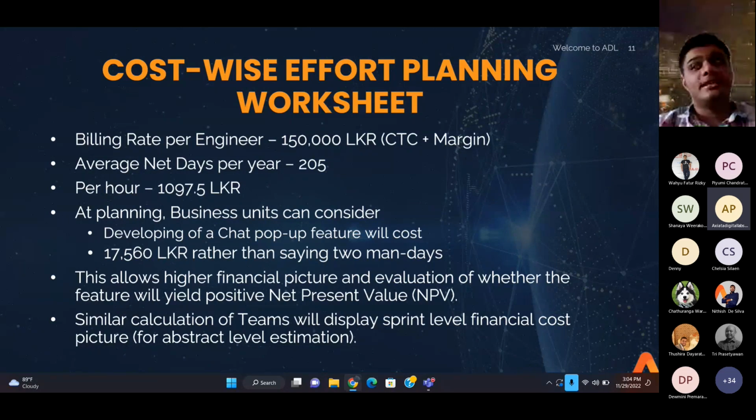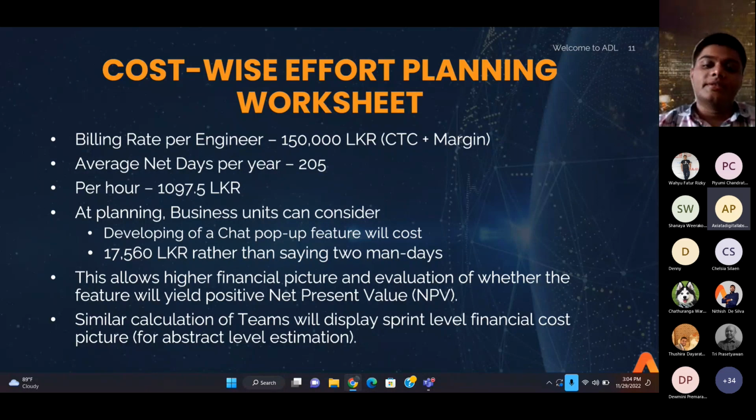So feature additions should better be planned in cost-wise effort planning, whether services or product, including the margin. Here the margin was not included, but the margin needs to be included. The margin inclusive salary is 150,000, but margin can be separately included. So also with margin included, this gives a higher financial picture.